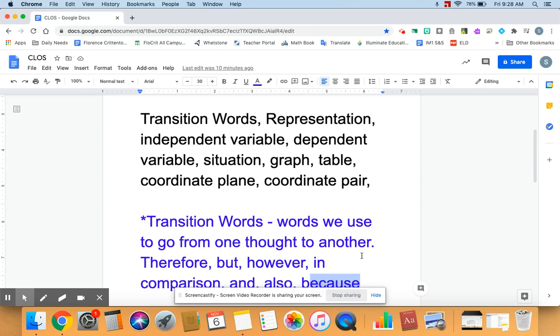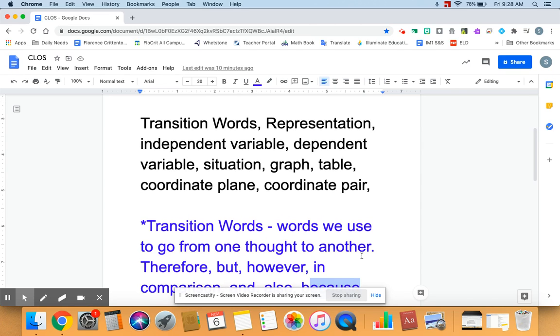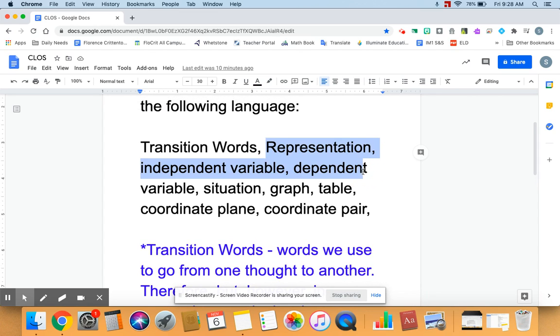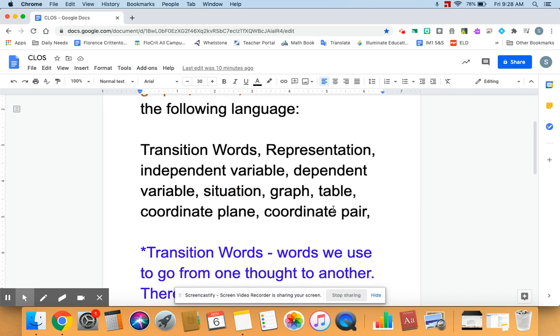So those are transition words that we're going to try to use in this lesson, as well as vocabulary words like representation, independent variable, dependent variable, situation, graph, table, coordinate plane, and coordinate pair.